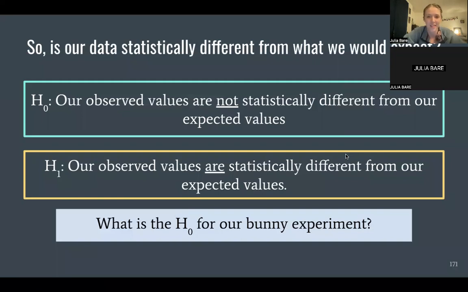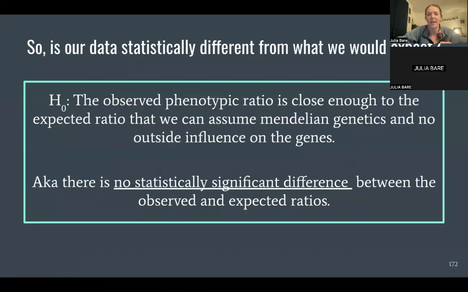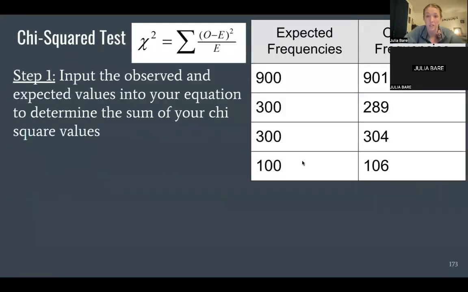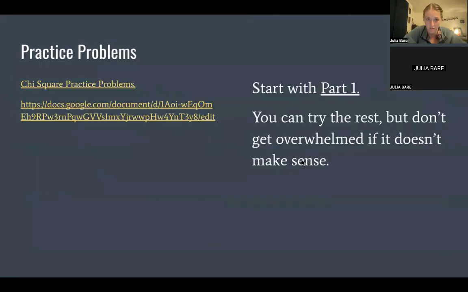Got a null hypothesis? All right, let's see if you got it. This would be an example of a possible null hypothesis: the observed phenotypic ratio is close enough to the expected ratio that we can assume Mendelian genetics and that no outside influence is occurring on the genes. In other words, there is no statistically significant difference between the observed and the expected ratios, okay?